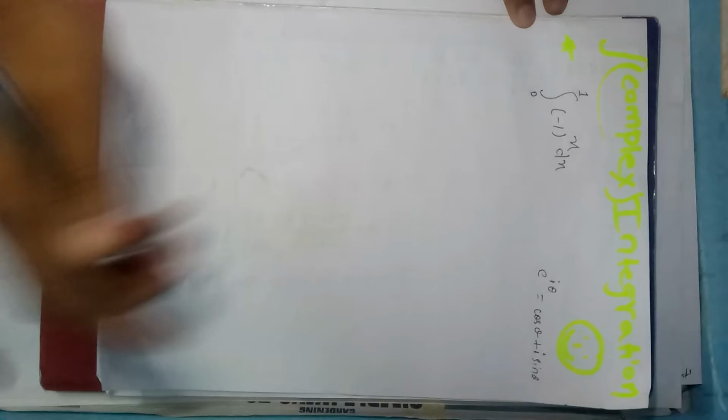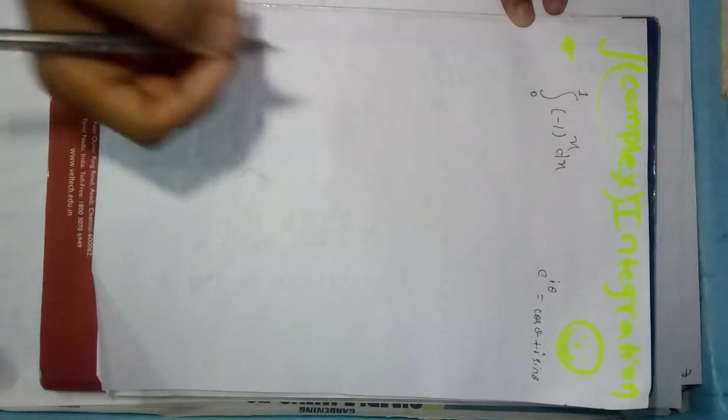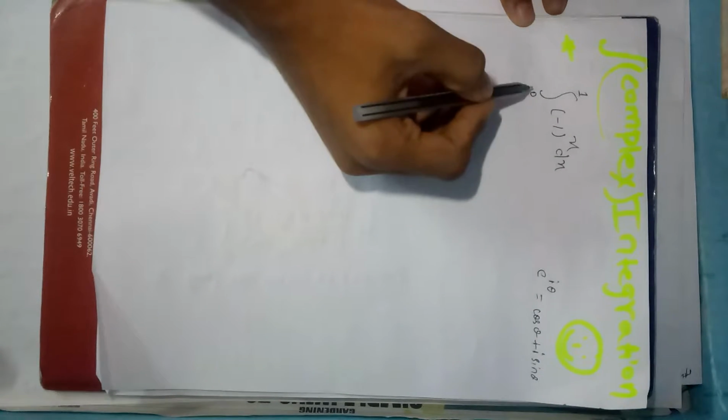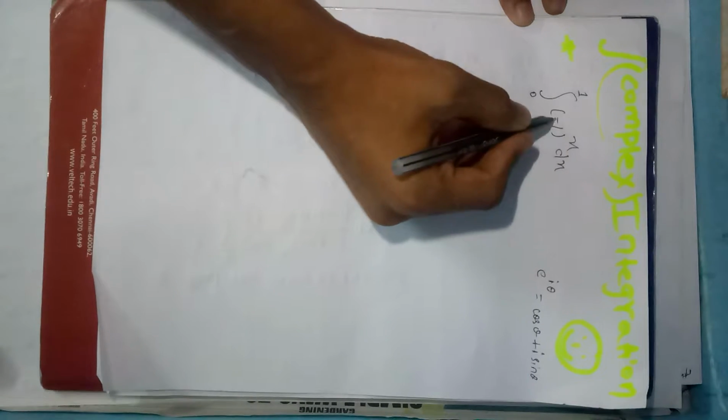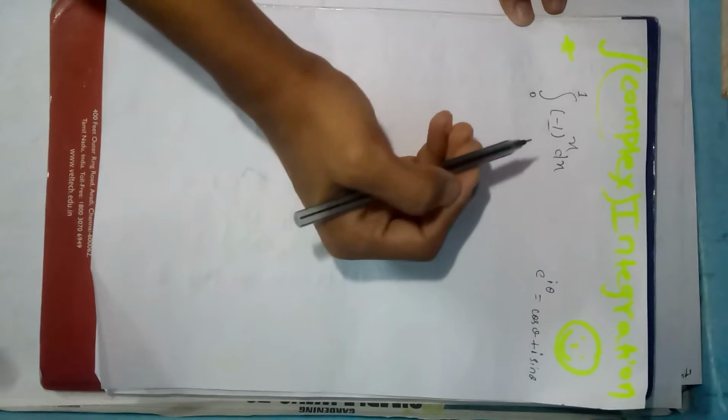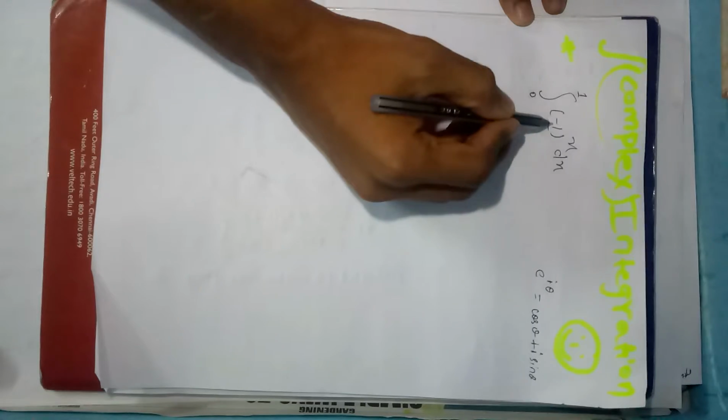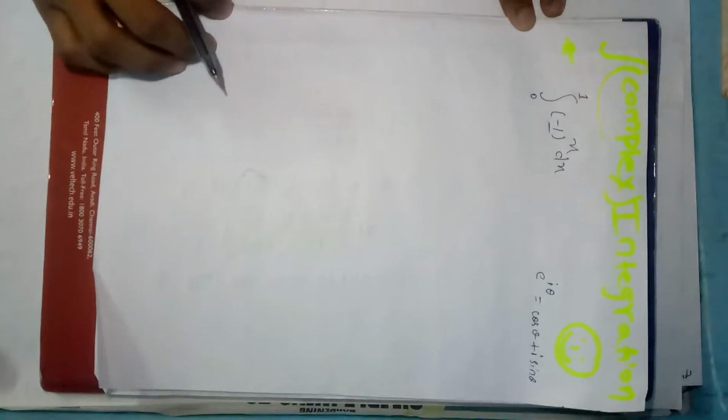As we know, first we have to do some problems of this type. Integration from 0 to 1 of (-1)^x dx. So how do we proceed in this question? Let's think. Minus 1 is simply something we have to convert into some complex form.